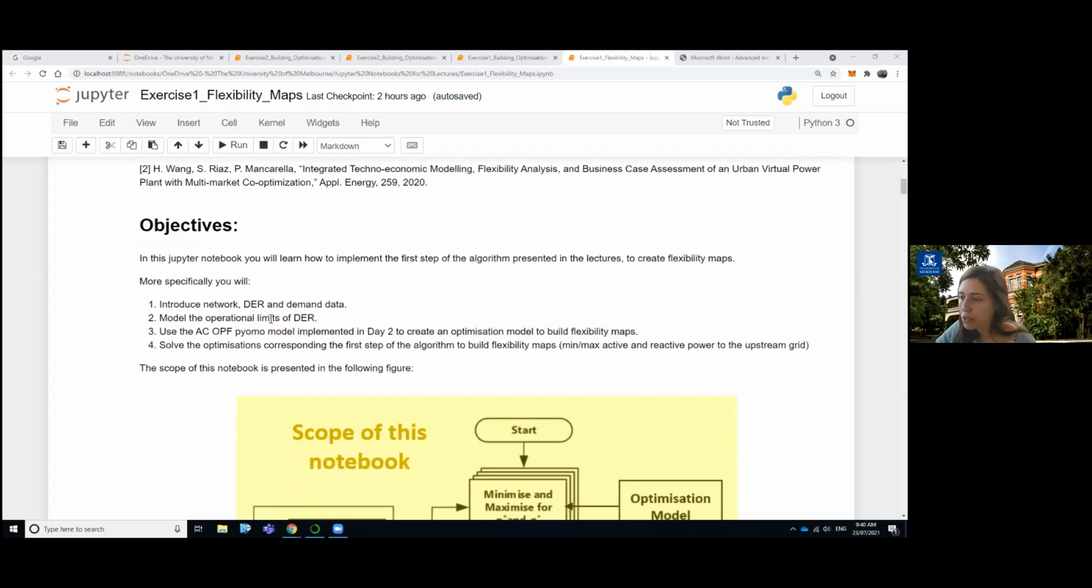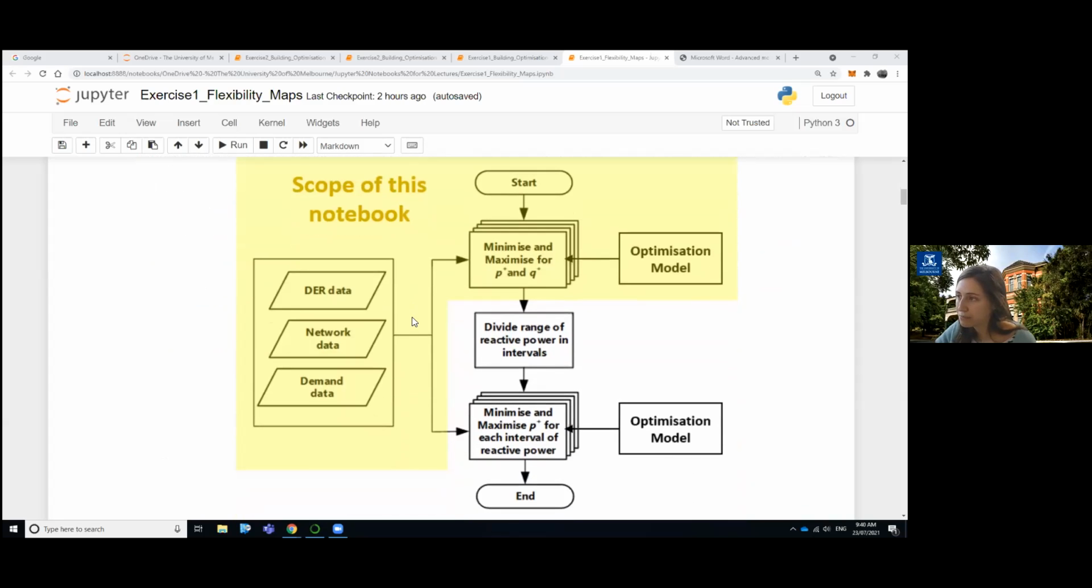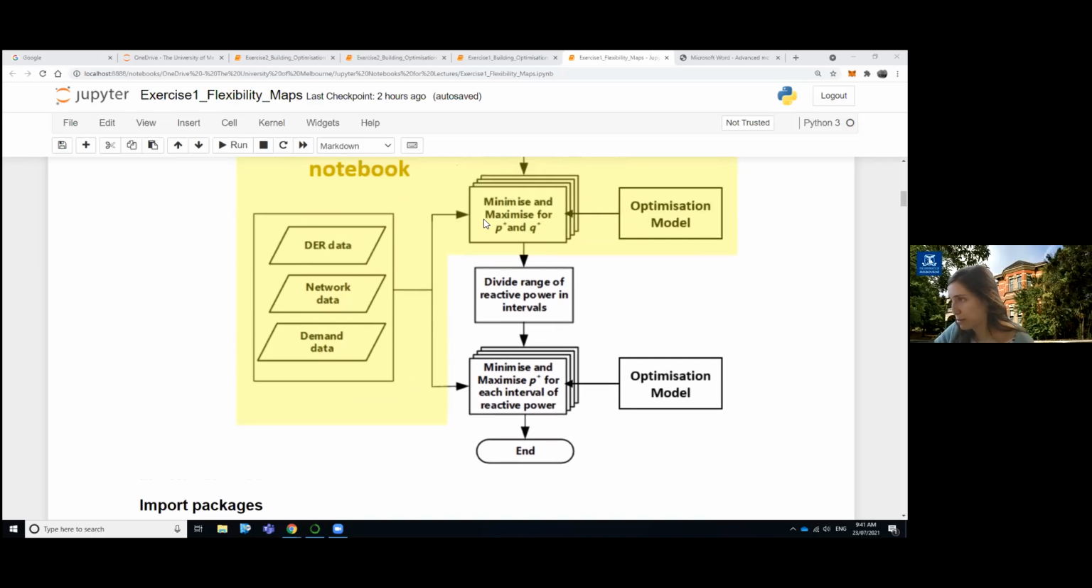So the scope of this notebook is this algorithm, the OPF-based approach to get to the nodal operating envelopes and flexibility maps. It is just the first step, as Pierluigi showed, minimizing and maximizing the P and Q. And to do so, we're gonna use an optimization model. I added this part here of the flow that Pierluigi presented, because that's gonna be a big part of this notebook. We're gonna introduce the data, and we're gonna carry out these first 4 steps, which is minimizing and maximizing P and Q into the upstream grid.